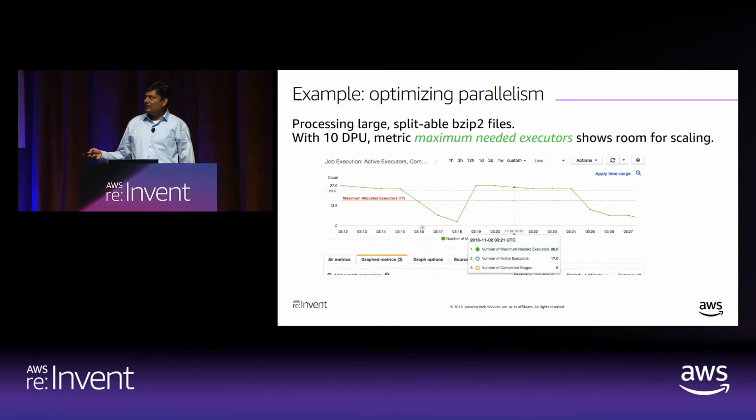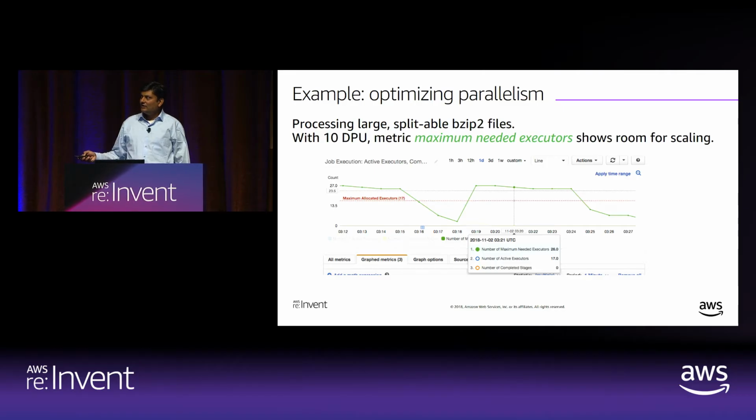The interesting thing here is that when you run it at 10 DPU, there's actually a lot more executors that it could use that are just waiting. There's a bunch of tasks that are just waiting to be scheduled. And so you could actually get the system to run a lot faster if you bumped up the number of DPUs.